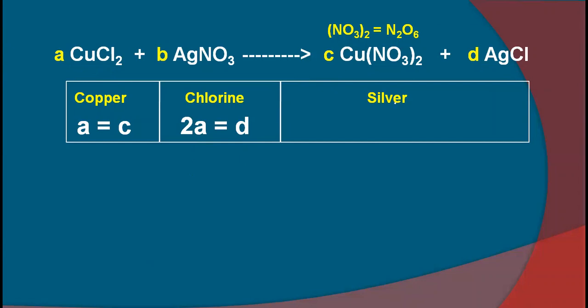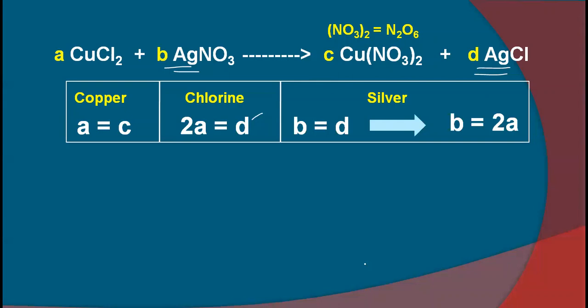Now, let us go with the silver atoms. There are B silver atoms on the reactant side and D silver atoms on the product side. So B should be equal to D. But my aim is to write B in terms of A. We have written C in terms of A, and we have written D in terms of A. Now I have to write B in terms of A. We have got B in terms of D, but we know D equals 2A, as we found from the number of chlorine atoms. So B is equal to, instead of D, 2A. So B equals 2A. Now I have successfully found an expression for B, C, and D in terms of A.